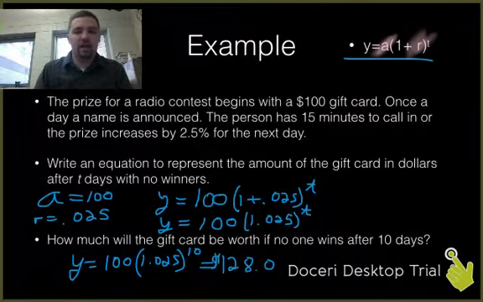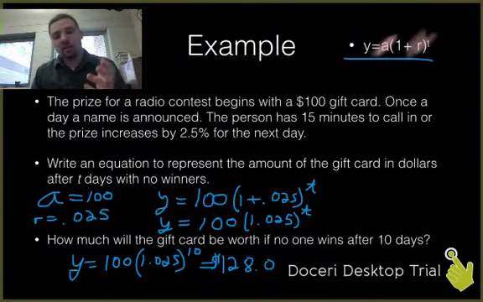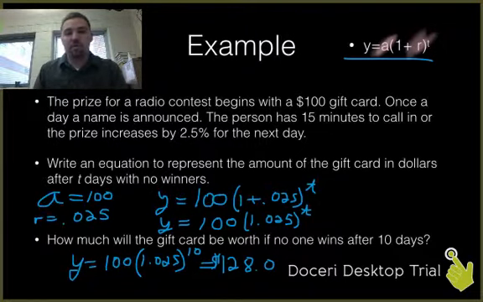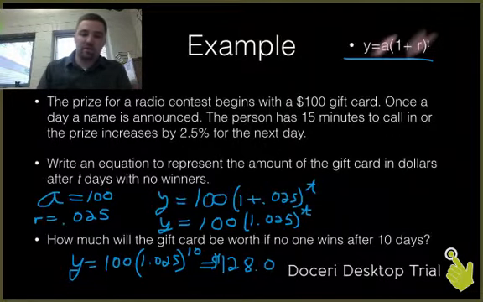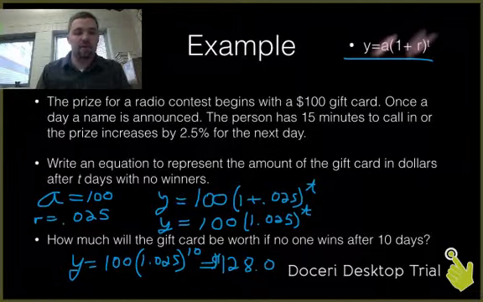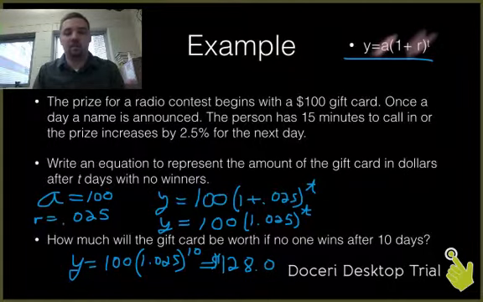And that's it. You're just plugging in your initial amount and your rate, and that gives you what we call the model. Then we can use that model to look at how much the prize is going to be worth after a certain number of days, or we could take how much we want to win. Say we want to know how many days it's going to take to win $150, and solve for T also. And that's it for exponential growth.